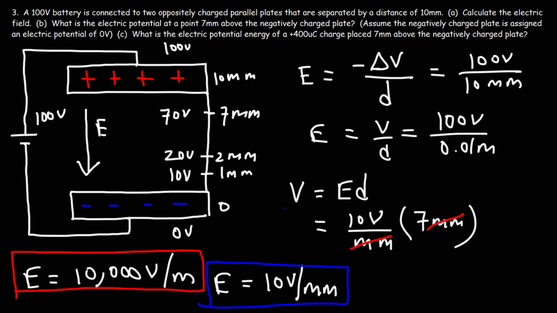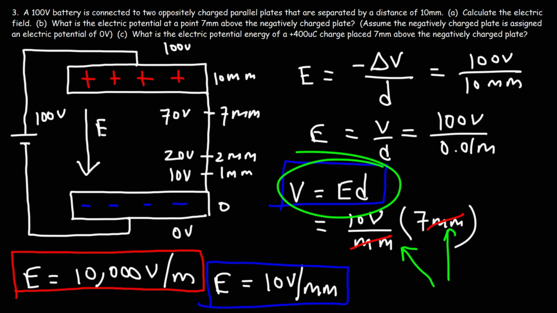So that's how you can calculate the electric potential at any point between the two parallel plates. It's simply the electric field times the distance. But you do need to pay attention to the units. You want to make sure that the units match if you're going to use that formula.